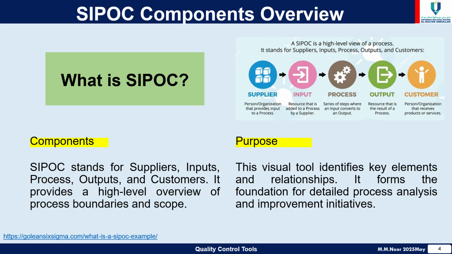SIPOC Components Overview. SIPOC stands for Suppliers, Inputs, Process, Outputs, and Customers. Think of it as five building blocks. Each one plays a key role in how work gets done. By laying this out, you can quickly see where things might be breaking down or where you could make improvements. It is a simple way to get a handle on even the most complicated processes.